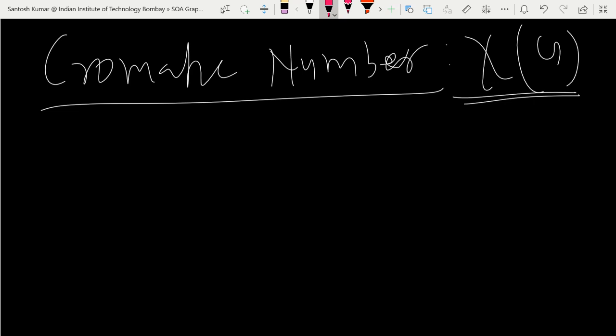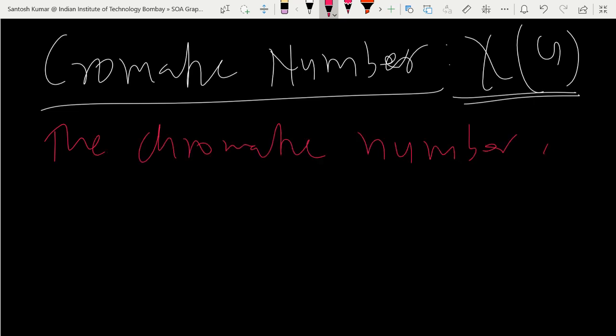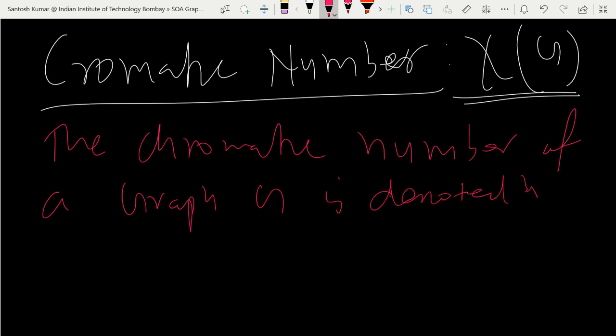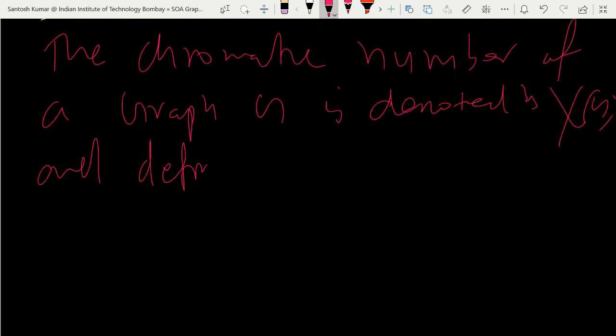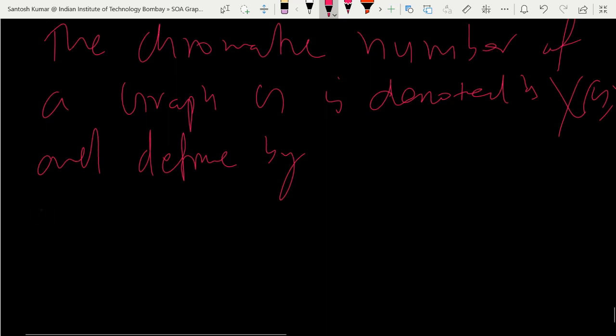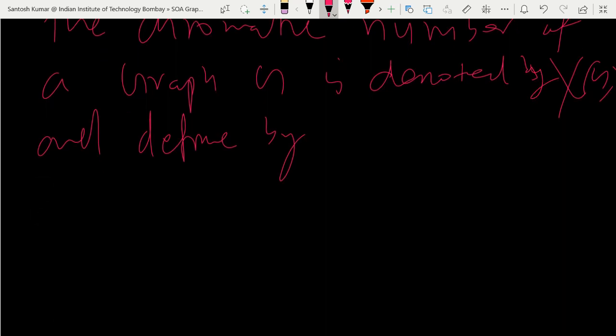If I write the definition, the chromatic number of a graph G is denoted by chi of G, and we define it as the minimum number.